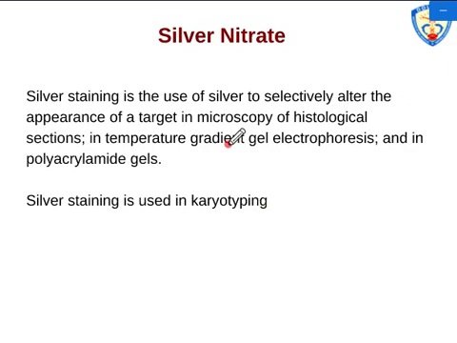Silver nitrate is used in silver staining, that is, the use of silver to selectively alter the appearance of a target in microscopy of histological sections. It is also used in temperature gradient gel electrophoresis and in polyacrylamide gels. Silver staining is also used in karyotyping.